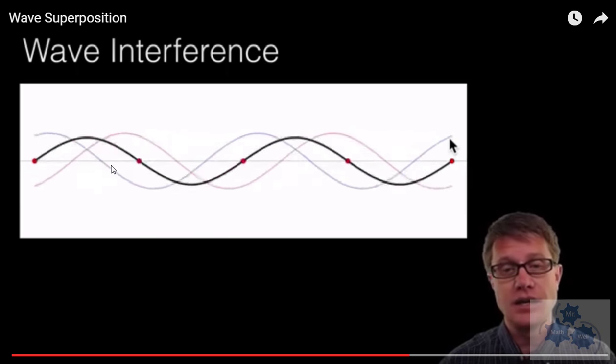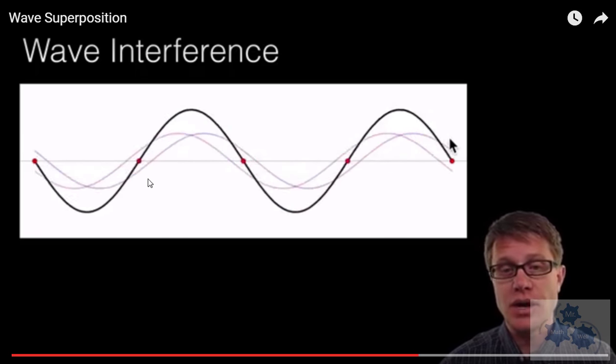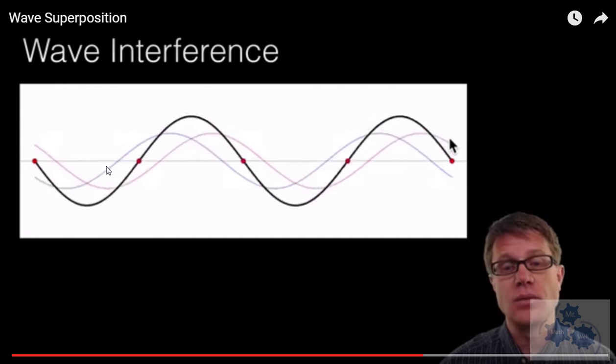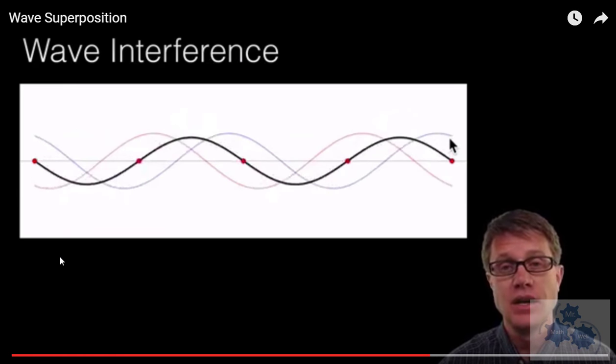But as you watch this, the black wave is the resultant wave of the red and the blue as they pass. This is called a standing wave, but if I pause this at any point, what you can see is that the black wave is indeed the sum of the two waves. So if we have a small negative value for this red wave and a small negative value for this blue wave, the sum would be a larger negative value.